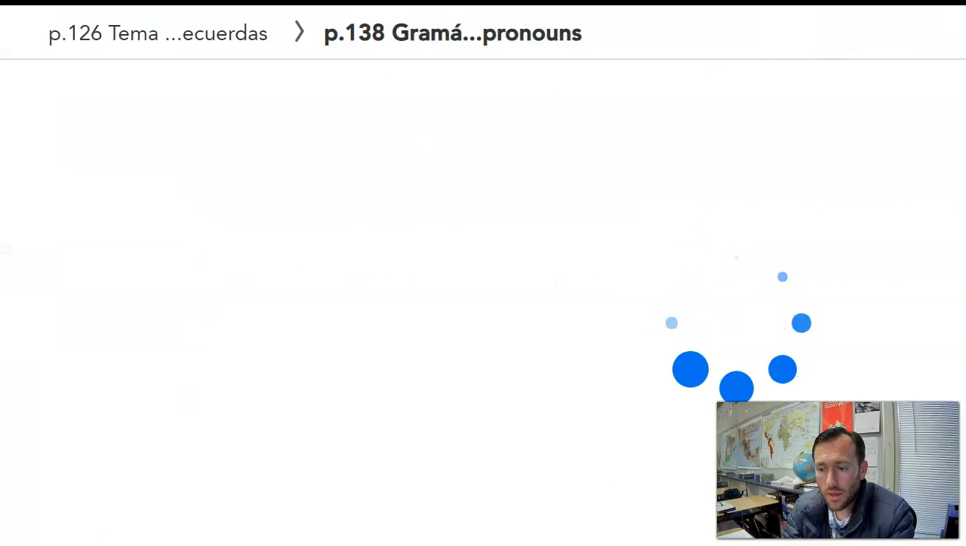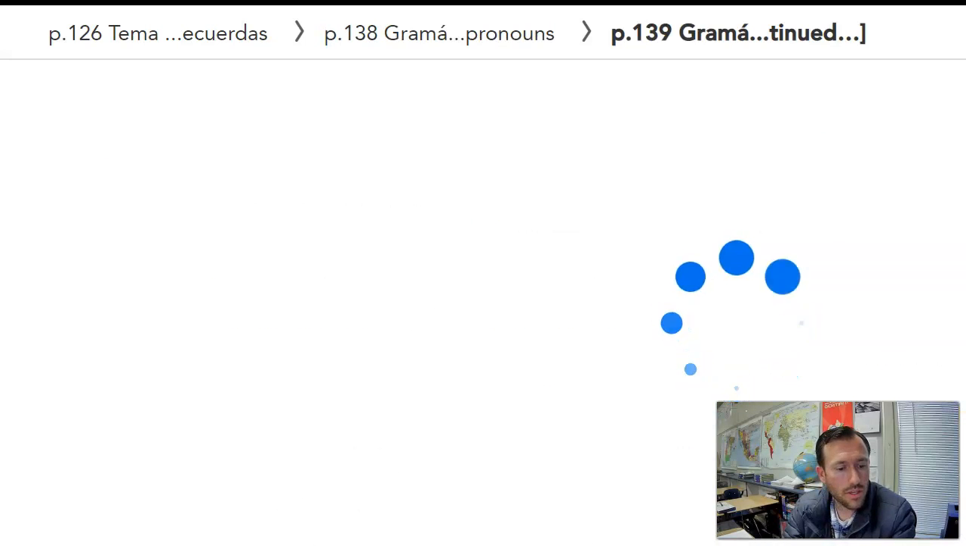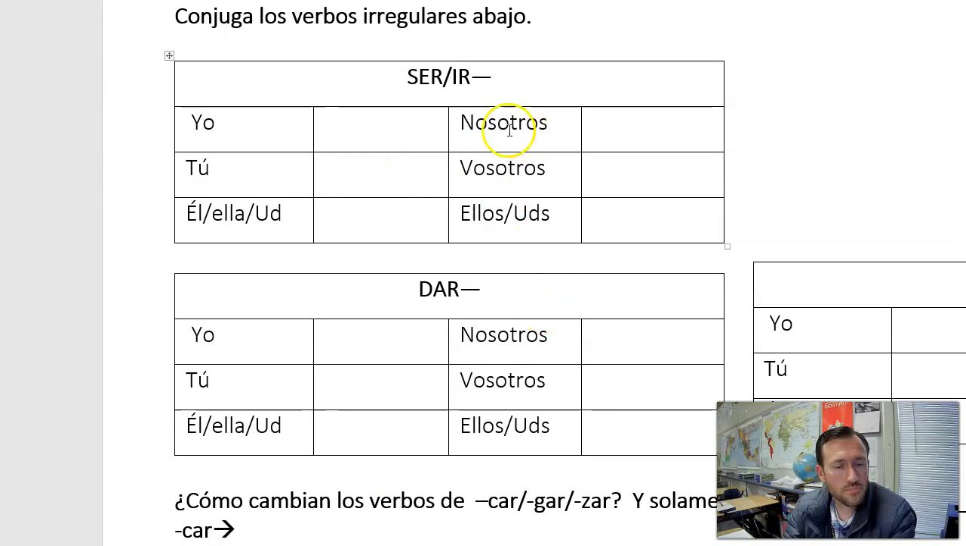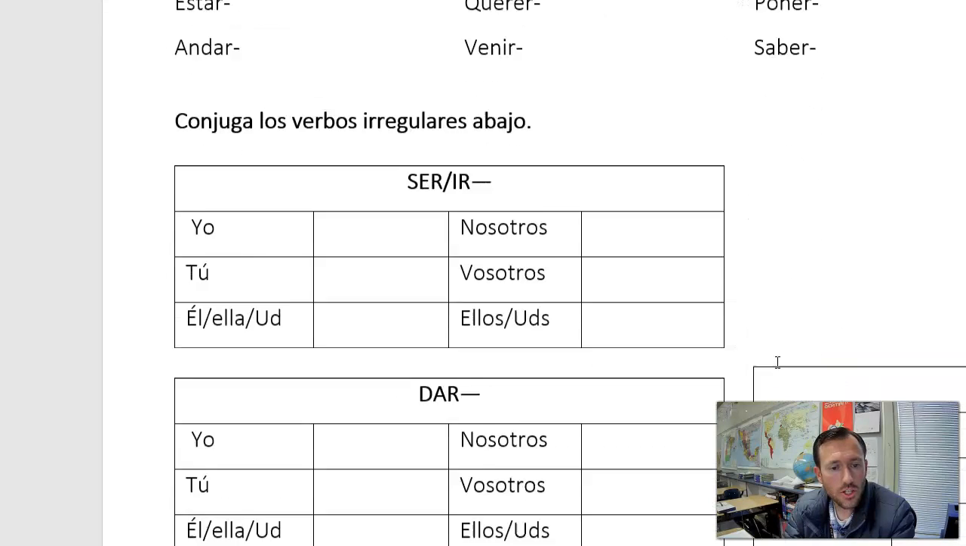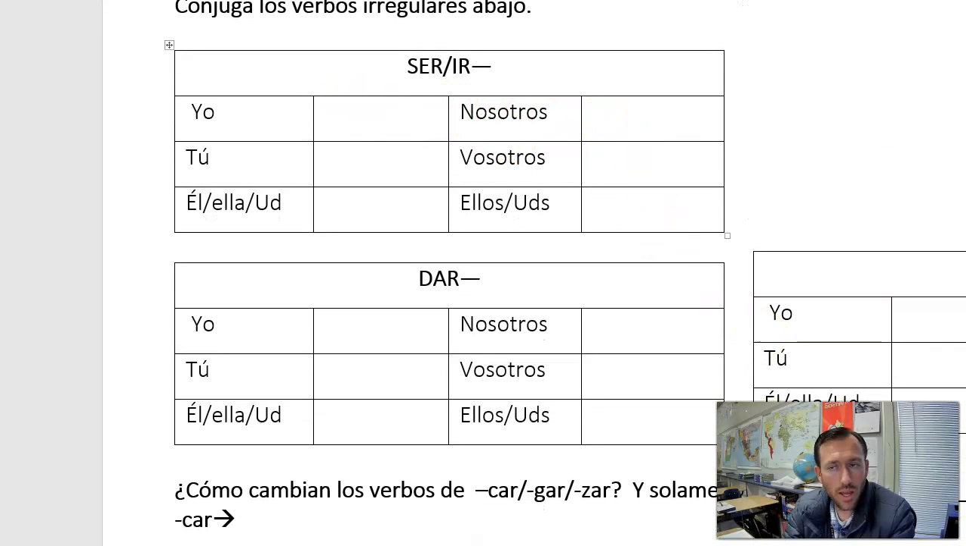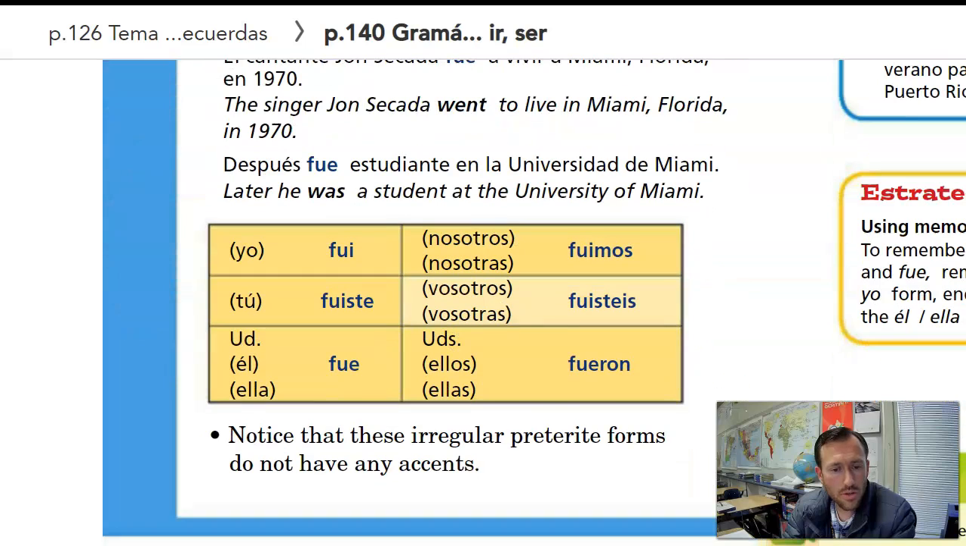So let's take a look at the irregular verbs ir and ser. I do believe you already have these in your notes filled in here. This is the Introducción a Pretérito cheat sheet. And you already have those filled in, but for good measure, if you don't, you have the conjugations of both ir and ser in the preterite. Yo fui, tú fuiste, él, ella, usted fue, nosotros fuimos, ellos, ellas, ustedes fueron.